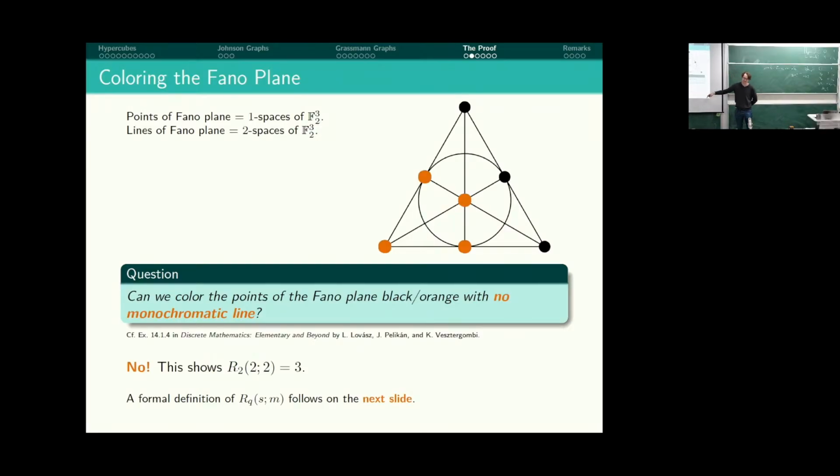I did not tell you what that notation means. I'm sorry. This means we have a field with 2 elements. This means we care about 2-dimensional subspaces. This means we have 2 colors. And as soon as we have dimension at least 3, we will always get a monochromatic 2-space.